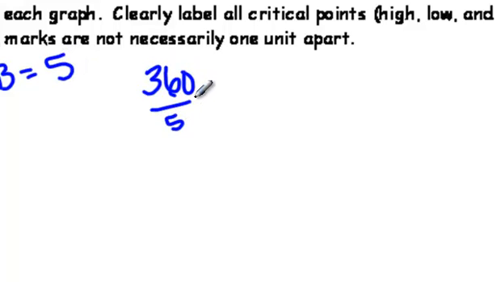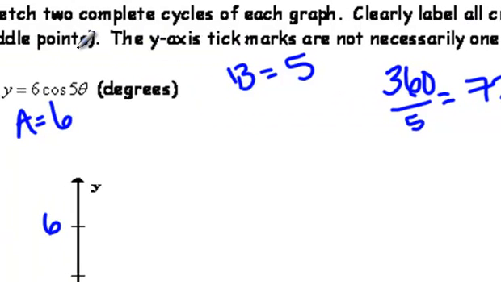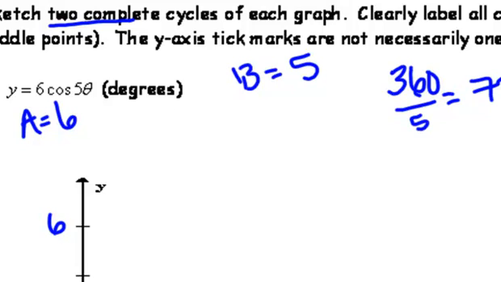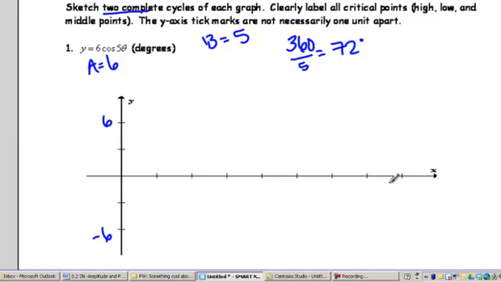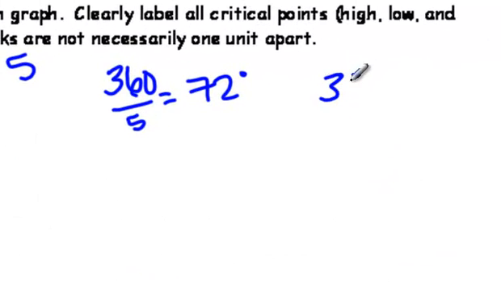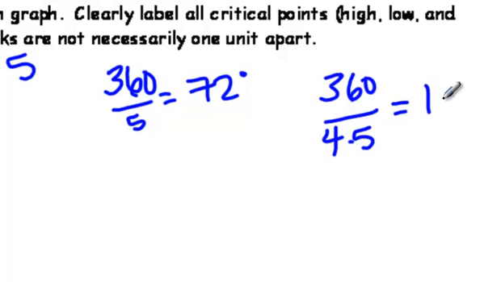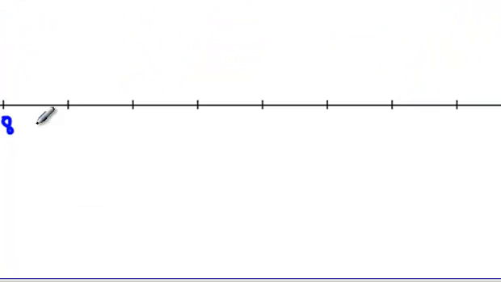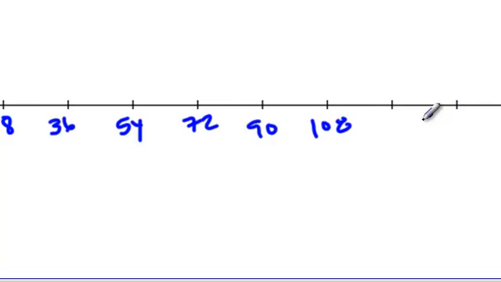So we got 360 divided by 5, which means our cycle is going to happen every 72 degrees. And they want us to do 2 cycles of it. So we're going to do 72 degrees and then one at 144. And then to figure out when our critical points are, 360 divided by 4 times 5, we got 18. So we got 18, 36, 54, so on and so forth. Go ahead and fill those out. Press pause if I'm going too fast.